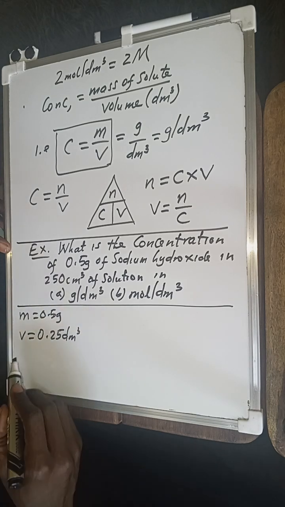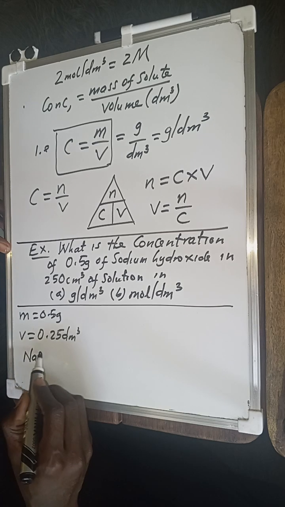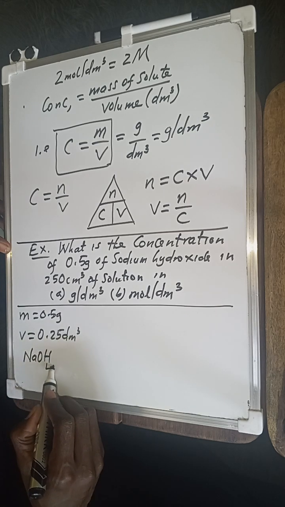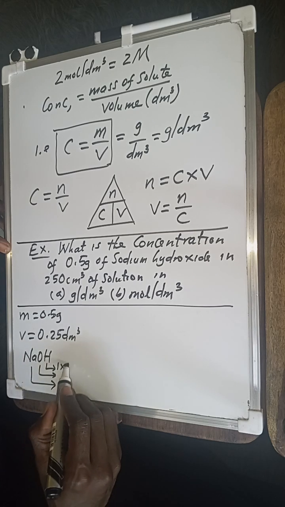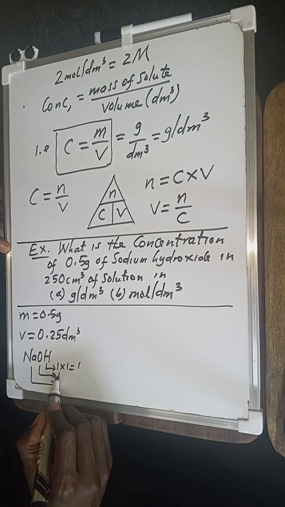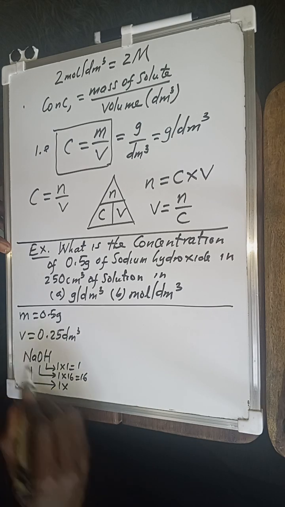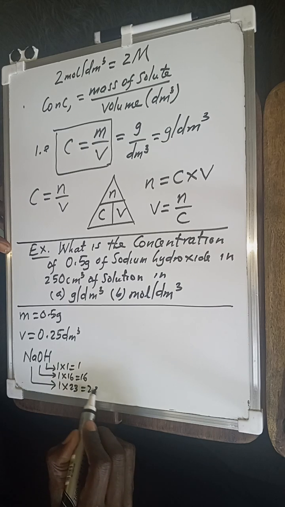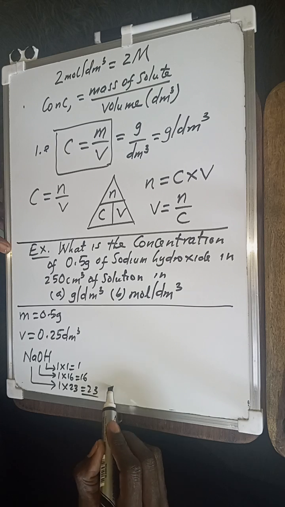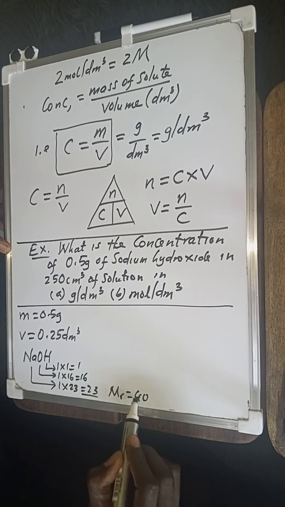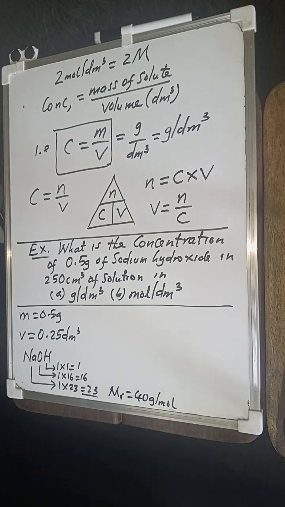I told you you need to find the MR of sodium hydroxide. Of course, if you are not familiar with finding the MR, remember there's hydrogen, there's oxygen, and there's sodium. So this is 1 times 1 to give you 1. How many oxygen? 1 times 16 to give you 16. How many sodium? 1 times the atomic mass, which is 23. We are going to have 23. When you add all this, it is simply going to give us an MR of 40. So that will give us 40 gram per mole. That's the molar mass if you want.